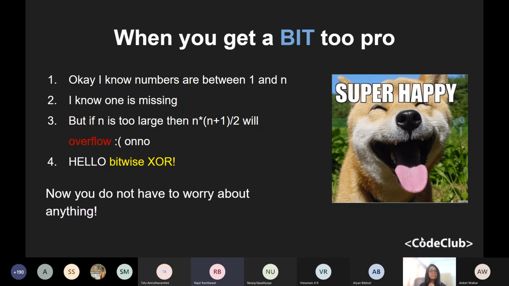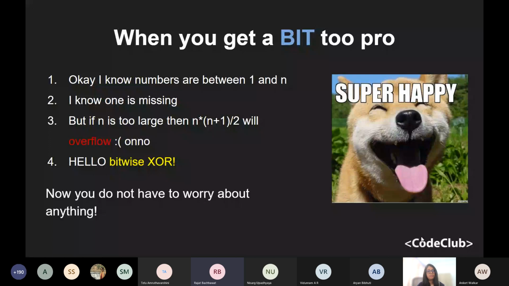Yeah, so a problem with the sum is this: does anyone know what is the maximum number an int data type can store in a language like C++ or C? Yeah, exactly. So basically, int has a limit, right? It cannot store any number greater than, say, 10 to the power 9.